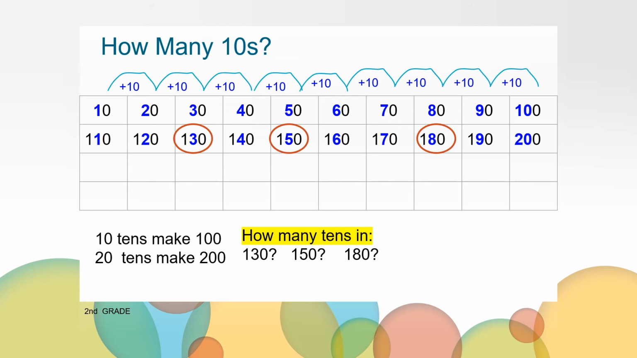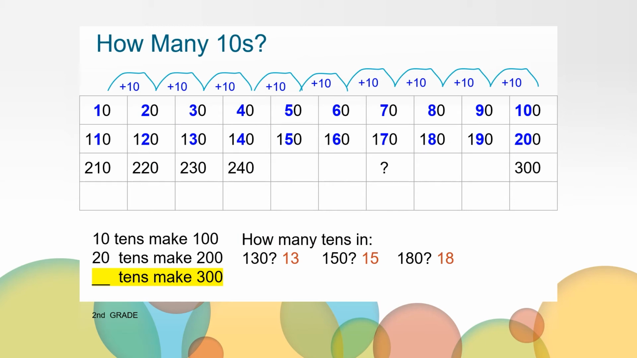Let's keep our counting going. We're going to count from 210 up to 300 by tens. 210, 220, 230, 240. Pause. What number do you think will be where the question mark is? Let's check. If you said 270, you are right. After 240 would be 250, then 260, 270, 280, 290, and 300.